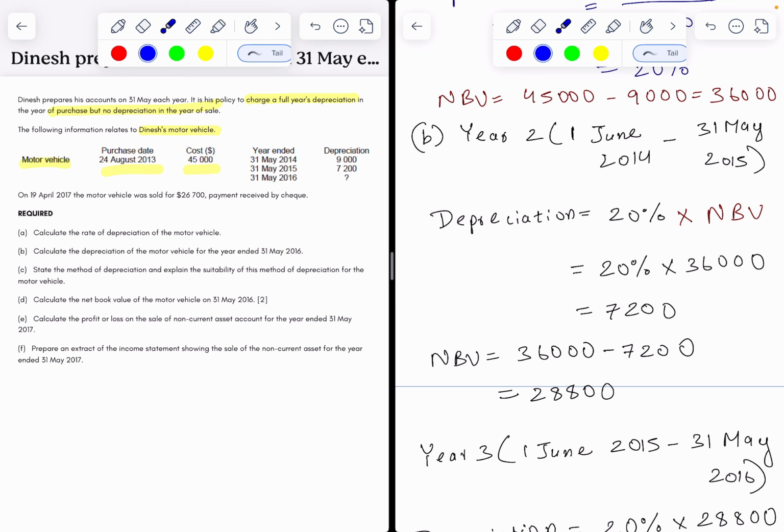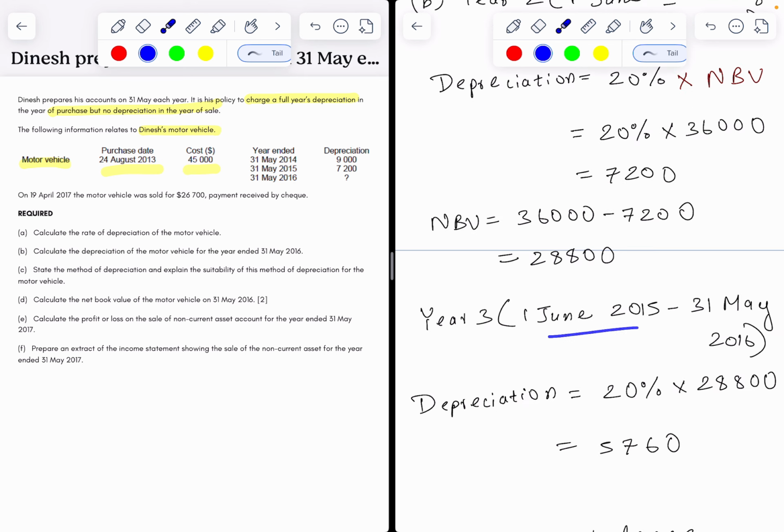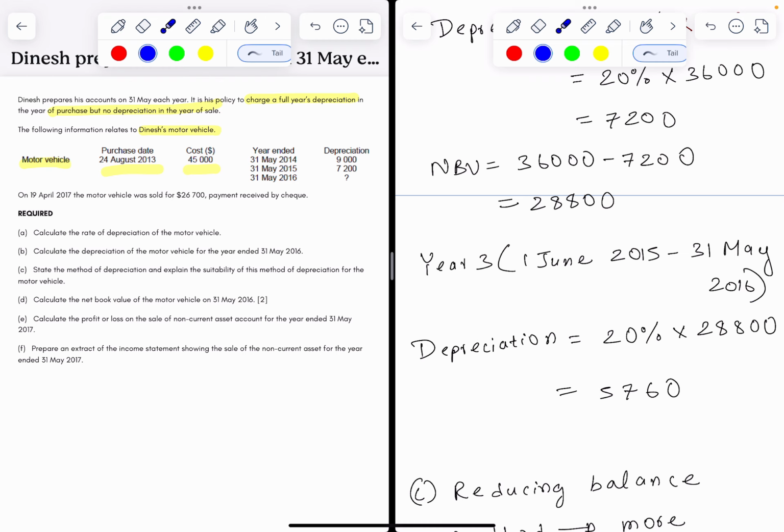Now, year 3 would therefore start on 1 June 2015 and end on 31 May 2016. And in year 3, because again we're using the reducing balance method of depreciation, the depreciation expense can simply be derived by multiplying the given rate of 20% with the net book value of $28,800, which we had at the end of year 2. So that gives us a depreciation expense for year 3 of $5,760. Okay? And that is the answer for part B.